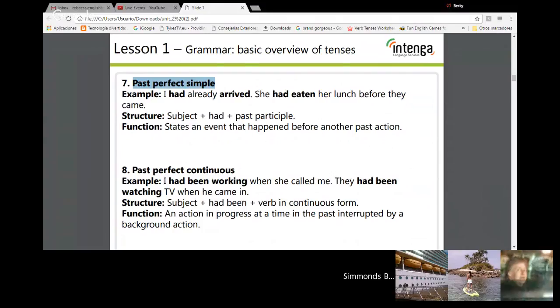Past perfect simple. Simple example: she had eaten her lunch before they... Subject plus had plus past participle. Function: states, and even that happened before another past action. Next. Well, no, that's enough.